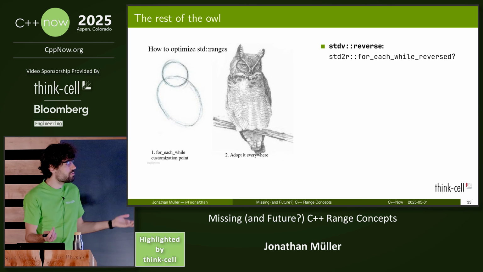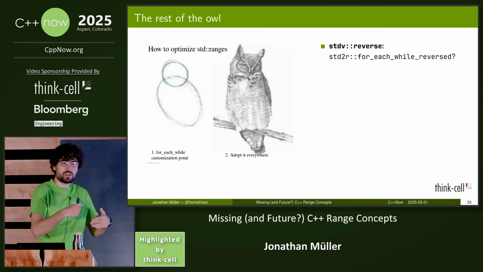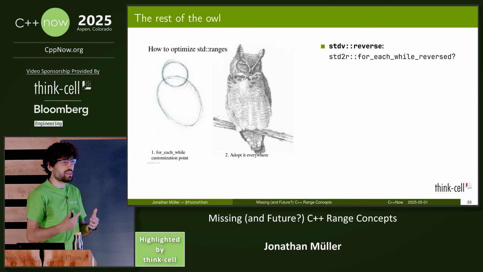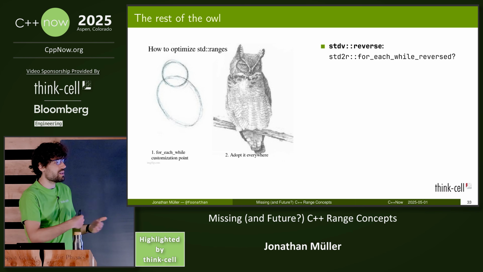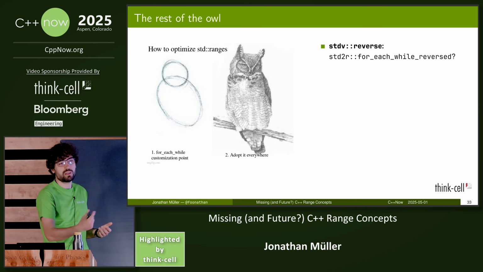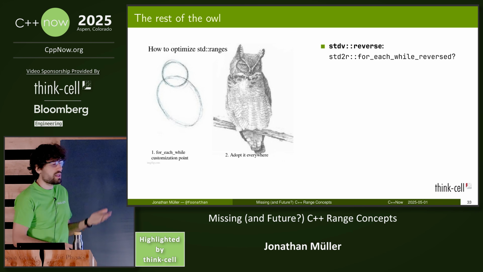For example, reverse, right? Reverse is logically also a single loop, it just goes backwards. So maybe we want a customization point to go in reverse. We actually do that, but that means that everything has to implement two customization points, one going forward and one going backward. And it's usually the same, you're just calling for each while reverse in the implementation instead of the other one. But then you've got reverse. Not sure whether that is worth it.